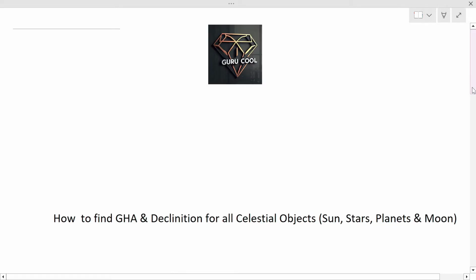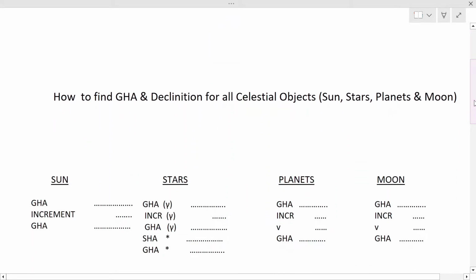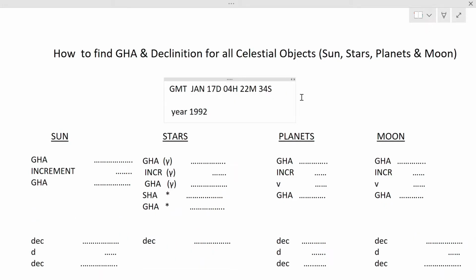Practically, on board ship, you will get GMT from the GPS. But before GPS came, we used to have a chronometer. From that, you can get the chron time. By applying chron error, you can get the GMT. So for the calculation purpose, we are assuming our GMT as 17th January, 04 hours 22 minutes 34 seconds, and the year is 1992.